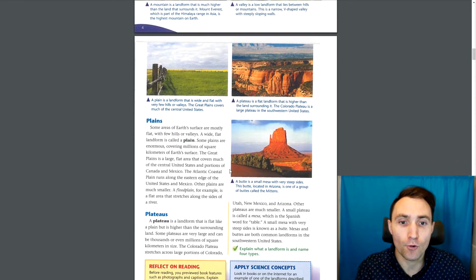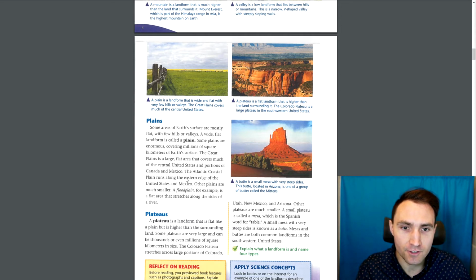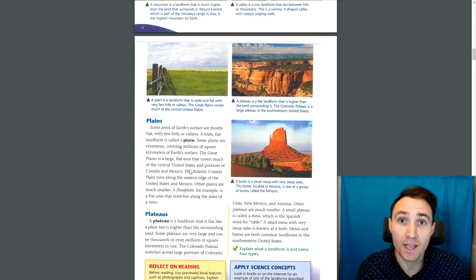Let's learn about some more landforms. We've got the plains. Some areas of Earth's surface are mostly flat with few hills or valleys. A wide flat landform is called a plain. Some plains are enormous, covering millions of square kilometers of Earth's surface.